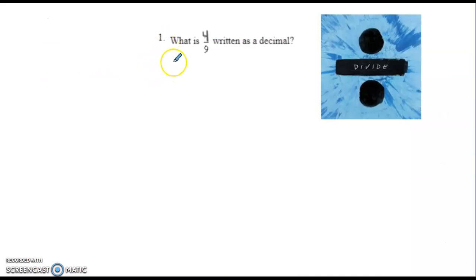Okay, so the first question says, what is 4 divided by 9, or 4/9, written as a decimal? Well, this far in our math career, we know that this fraction line means divide. So if I wanted to write this fraction as a decimal, I could just divide it, 4 divided by 9. Now you can do that in your brain, or you can do it in your calculator. Y'all know how much I love calculators, so I'm going to show you that in a calculator.